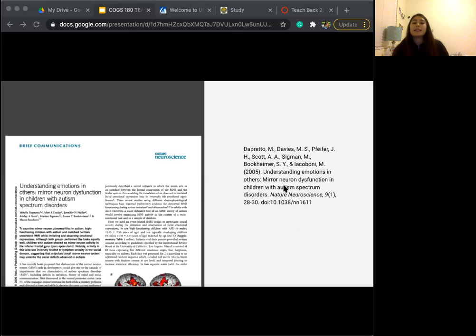This next study is understanding the emotions in others, mirror neuron dysfunction in children and autism spectrum disorders. So this is now aiming at the question: does everyone have mirror neurons? And if some people don't, what are some structural and functional behavioral differences that we're going to see for these people? And this is by DePrado Davis et al.